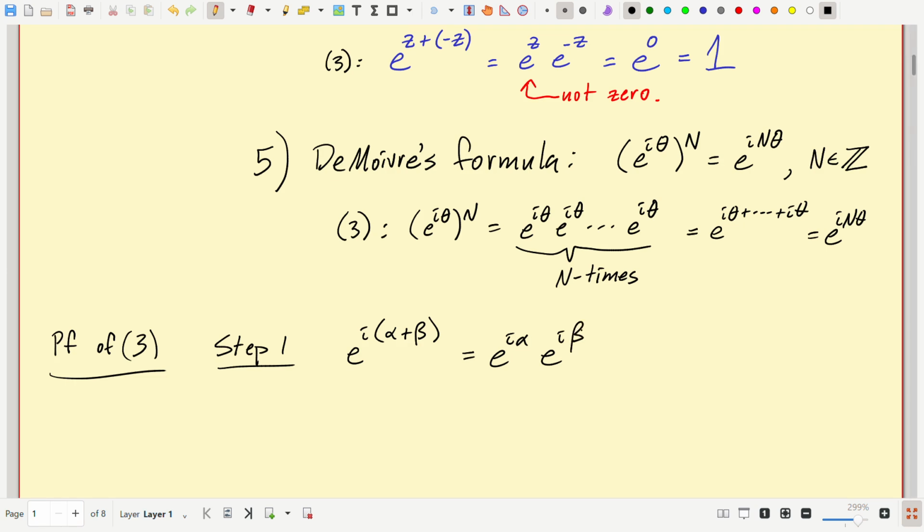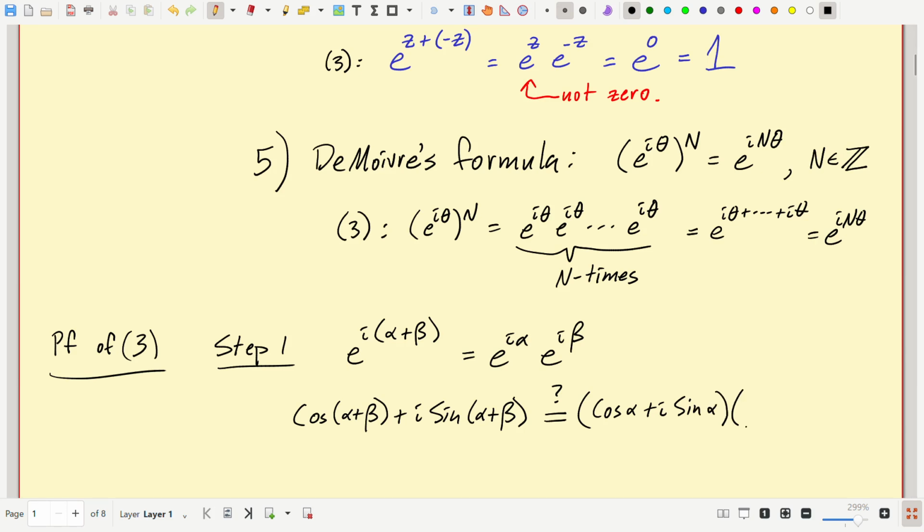The left-hand side here is cosine of alpha plus beta plus i sine of alpha plus beta. And the question is, is that equal to the product of those two things? The first one is cosine alpha plus i sine alpha, and the second one is cosine beta plus i sine beta.